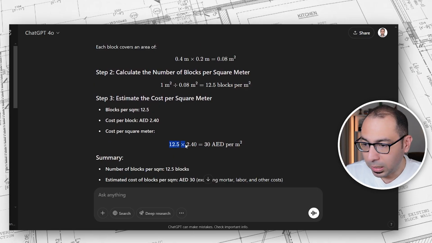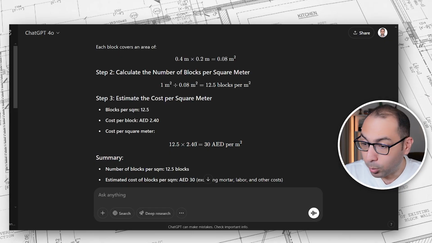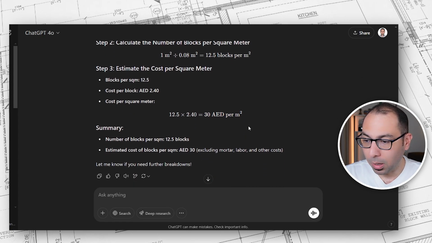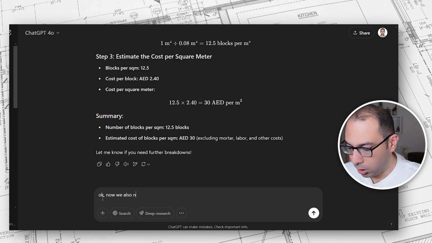So based on that, he's multiplying here. I am using "he" because for me, he is very smart. It's not an "it". So 12.5 times 2.4, that's 30 dirhams per square meter. So this is the supply of the blocks only. Okay. Now we also need mortar.